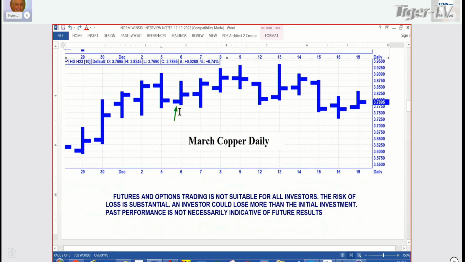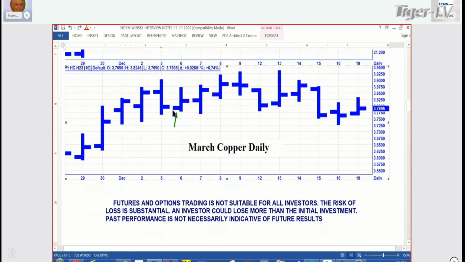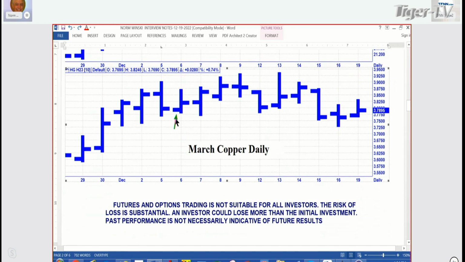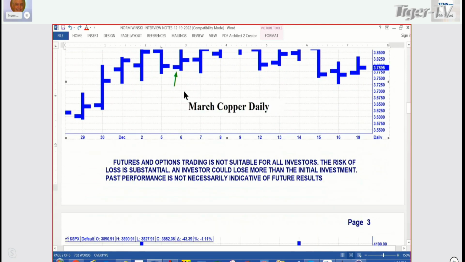Green, copper dropped into our window there for the moon after the close, into the Jupiter Saturn window into the morning of the 6th. And you went up, up, up, and copper, it's a beast. This moved about 10 cents, I believe, and that's about $2,500.